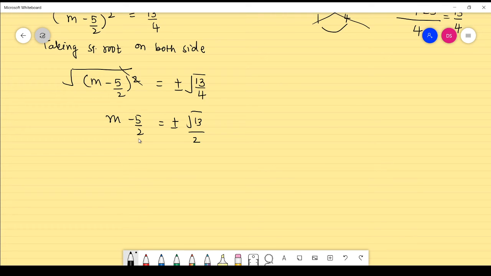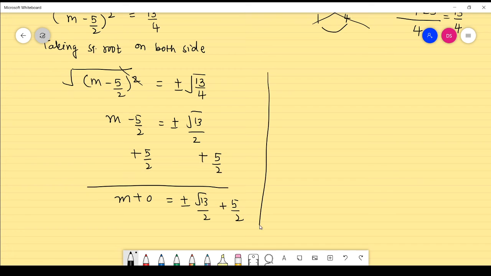So what to do? I don't want this minus 5 by 2, so I'm going to add plus 5 by 2. If it is plus 5 by 2, I need to subtract. If it is minus 5 by 2, then I need to add plus 5 by 2 over there, right? So plus 5 by 2 on both sides, right? Now what is the next step? This m will remain as it is. Minus 5 by 2 plus 5 by 2 will become 0, equal to plus minus root 13 by 2, right? Plus 5 by 2 will remain as it is.